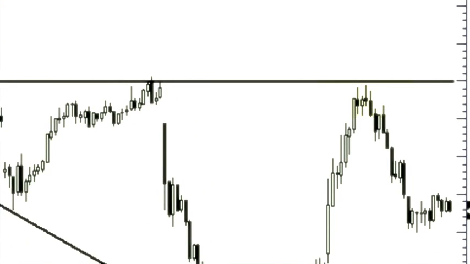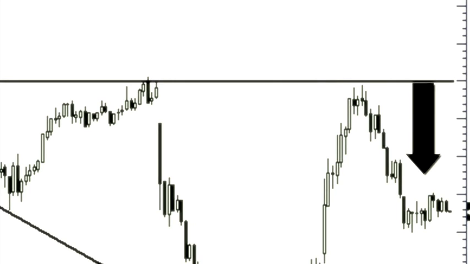An area of resistance is an area in which buyers begin to thin out and sellers begin to multiply in number. This causes price to stop moving higher and actually reverses price to send it lower. Areas of resistance can be thought of as areas of supply.